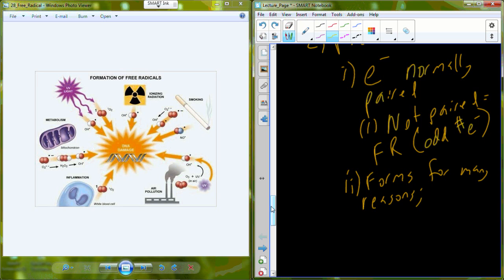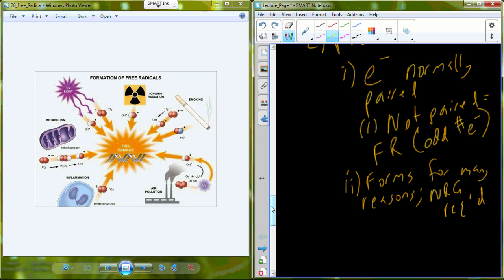So they form for many reasons, but even though they form for many reasons, we know that energy is always going to be required. Okay. So what are some of the reasons? Well, there's just simple metabolism. Things that are happening to produce ATP and energy in the cell will result in the production of free radicals. Inflammatory response causes the production of free radicals. Environmental things, smoking and pollution, ionizing radiation and ultraviolet light all can cause free radicals to form.